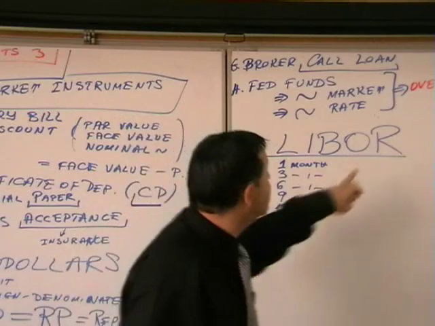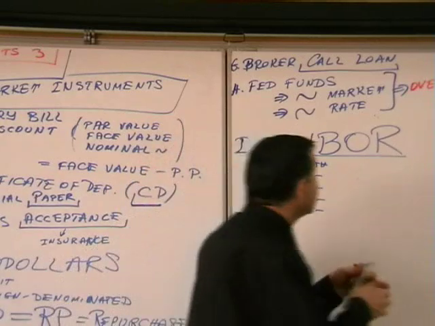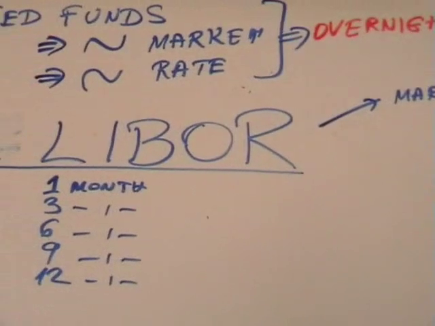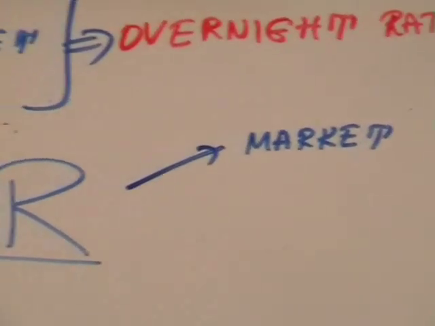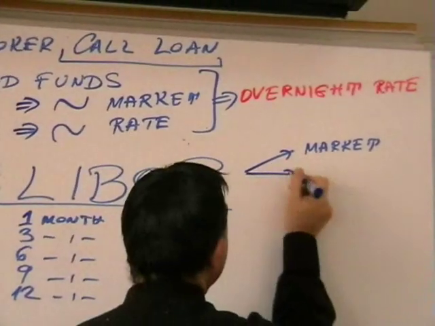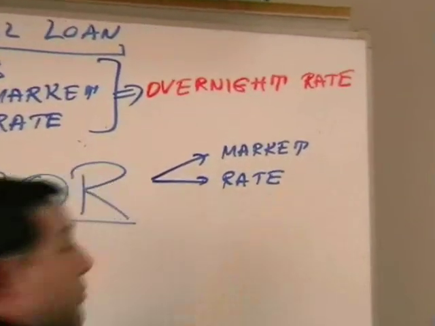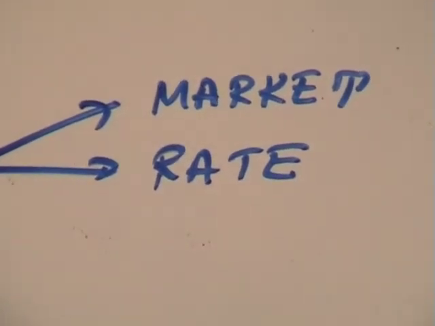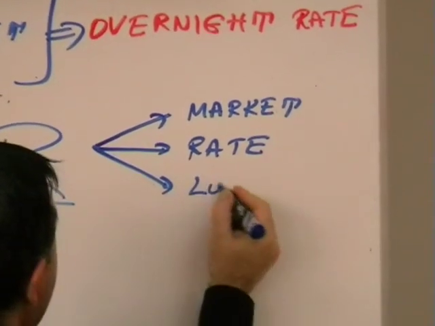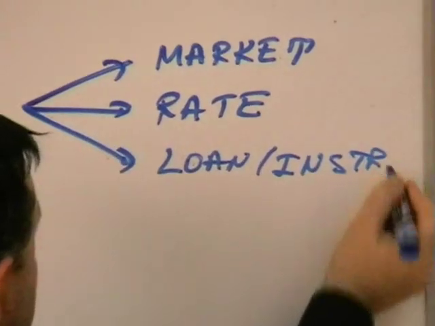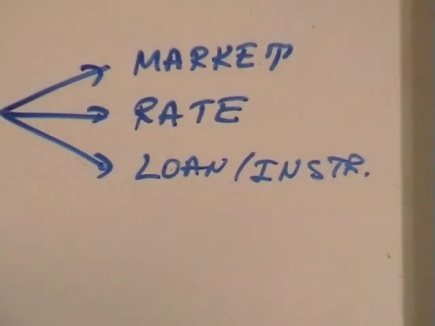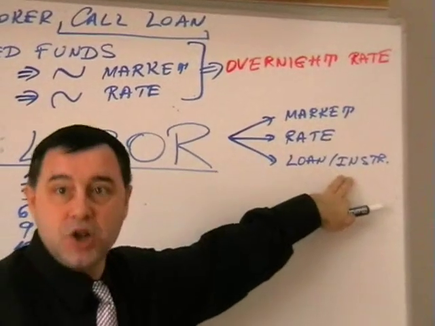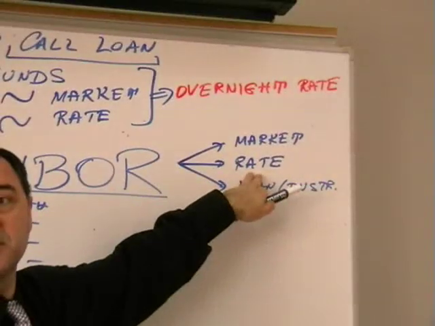LIBOR is technically the interbank market. We have to be clear, there's a LIBOR market. This is where commercial banks meet to borrow and lend to each other for these periods. Then you have the LIBOR rates, which are the interest rates which commercial banks charge each other on the market. And then you have the LIBOR as the loan itself, the instrument, the borrowing and lending. So LIBOR represents the market where they're traded. They trade the loan itself, and the rate represents the price.